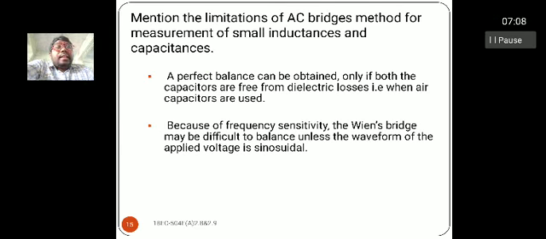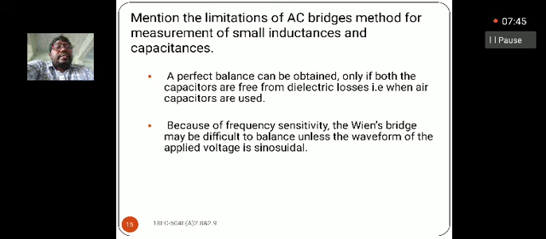And mention the limitations of the AC bridge method for measurement of small inductance and capacitance. A perfect balance can be obtained only if the capacitors are free from dielectric losses, that is, when air capacitors are used.